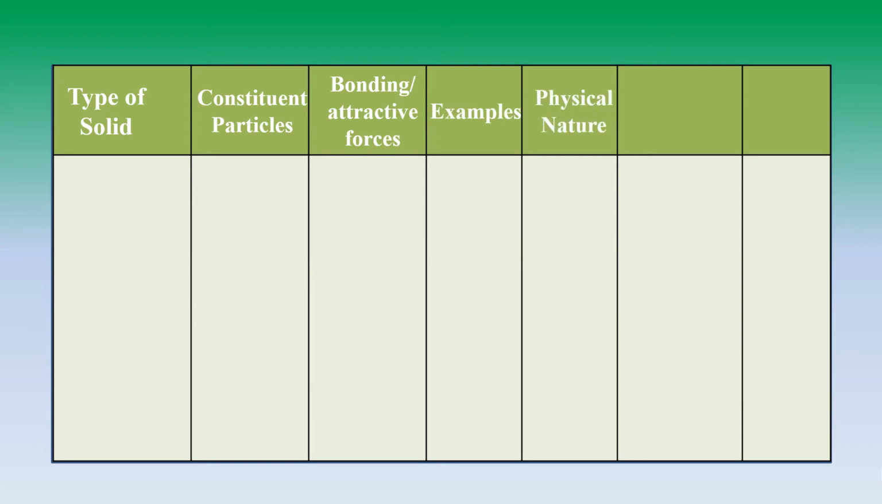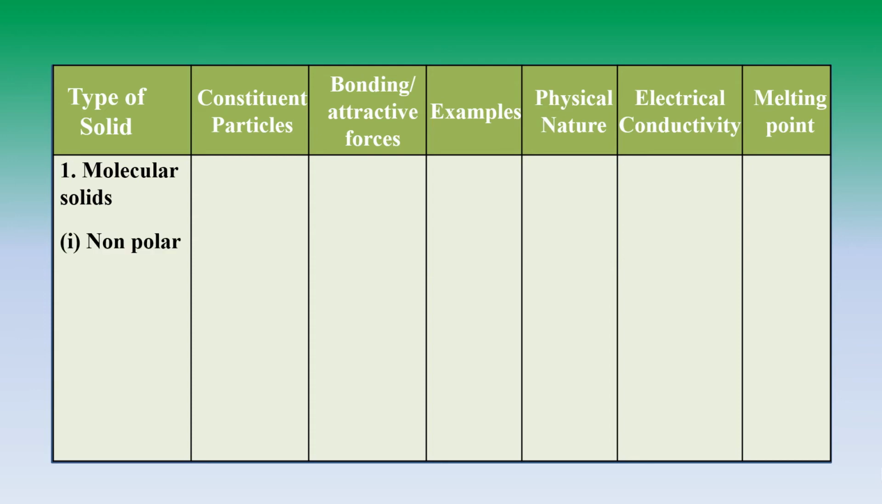Now we will consider all kinds of solids in the form of a table. Types of solids, constituent particles, bonding or attractive force, examples, physical nature, electrical conductivity, and melting point. First, we'll take molecular solids. In molecular solids, again, we have three types.